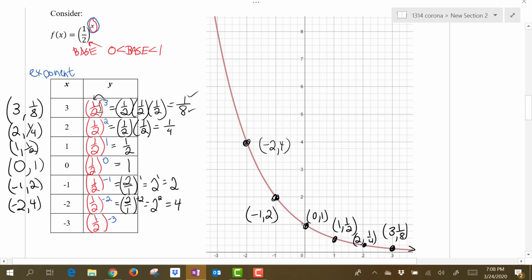And then lastly, 1/2 to the power of negative 3. Since we have a negative exponent, before we do anything else, we're going to flip the base, flip that fraction around, work with the reciprocal, raise that to the positive exponent. 2 over 1 is really just 2. Raising that to the power of 3, we get 8. So negative 3 comma 8. We're going to plot that point right up here.